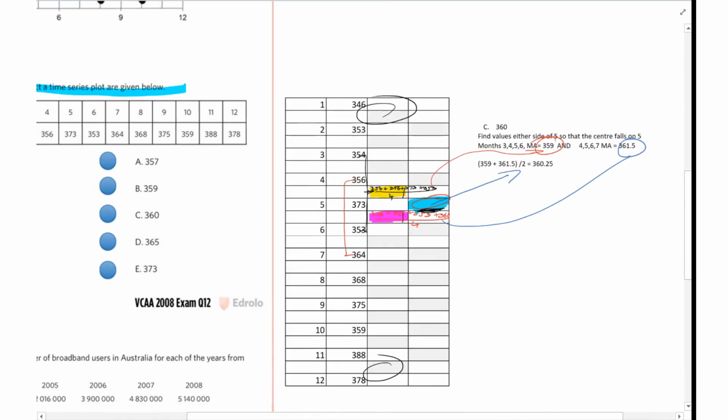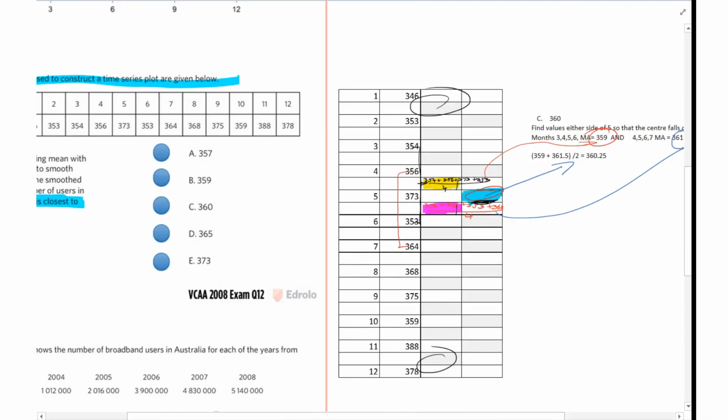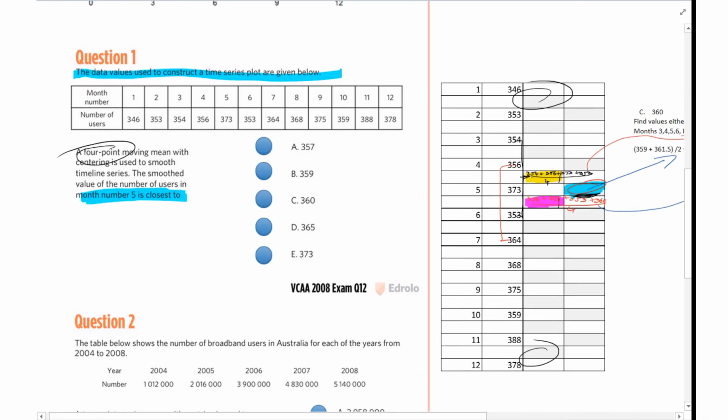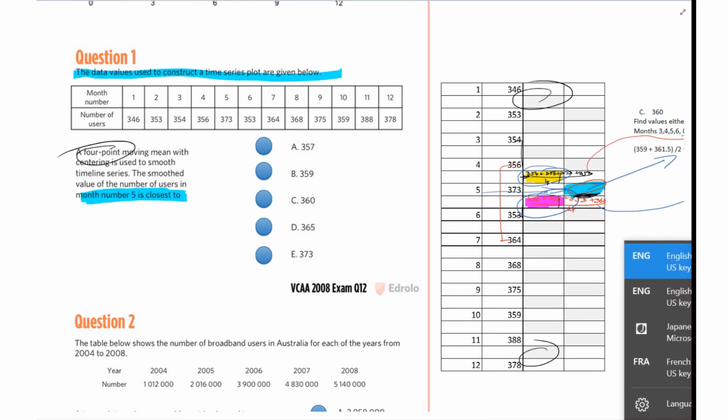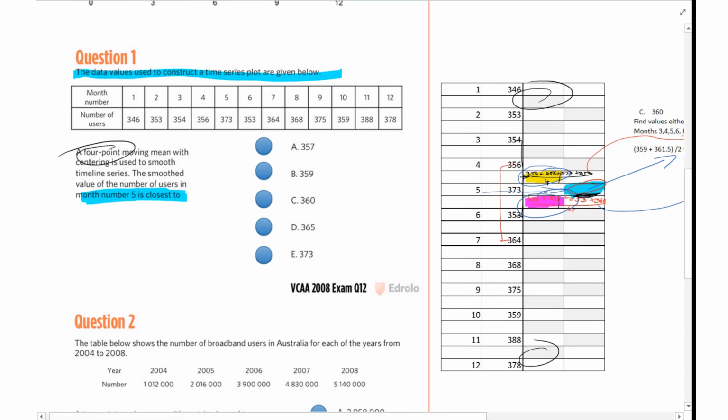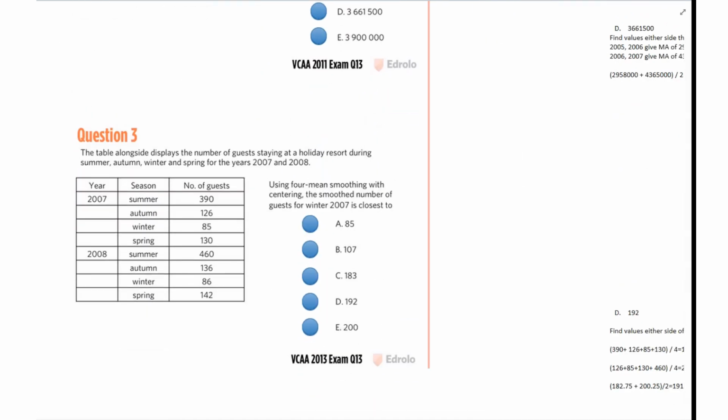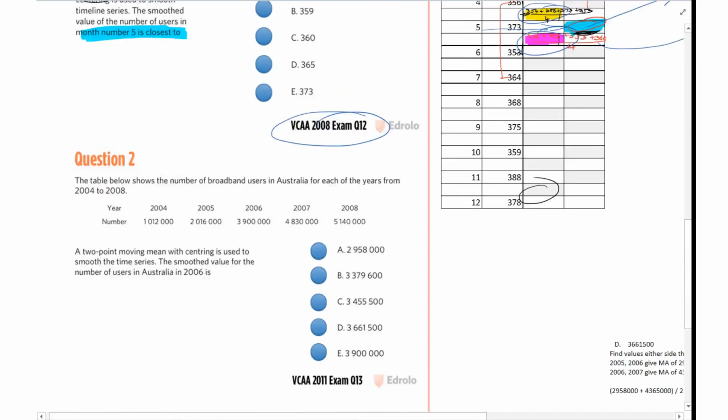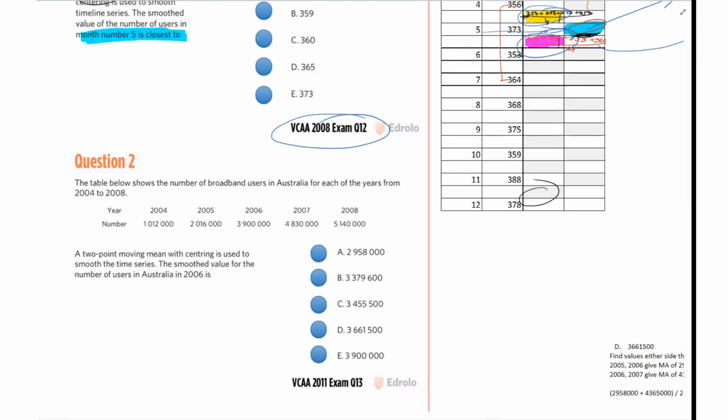But note that I don't need to calculate all of them. I need to calculate the ones where the information has been provided. So it's month number 5 again, which means it's this one here. I need that, and I just need to work out those 2 values, and that's it. I don't need to calculate anything else. That is an exam type question where they will ask that. They're not going to ask for a whole table, but they're going to ask you to work out that particular part. I won't go through any more questions at the moment, but they're a very similar process.